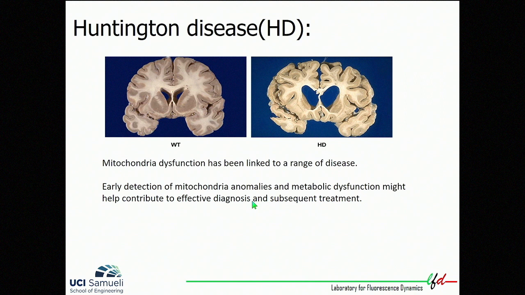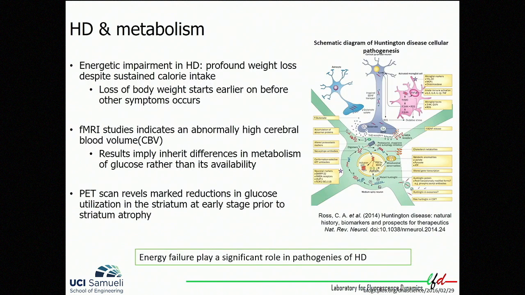So what's important about this particular application was to look at mitochondrial respiration within cells. Mitochondrial dysfunction has been linked to a range of different diseases, including neurodegeneration. And early detection of mitochondrial anomalies can be an effective way to diagnose early and get treatment.